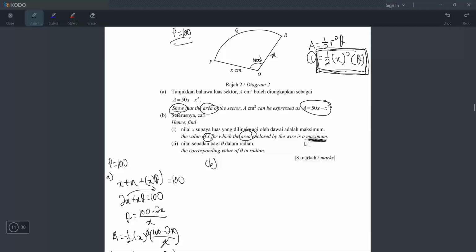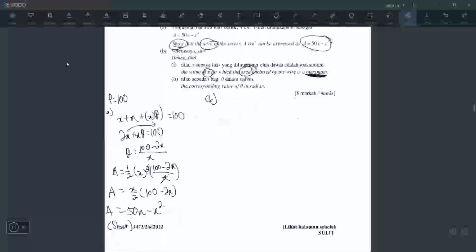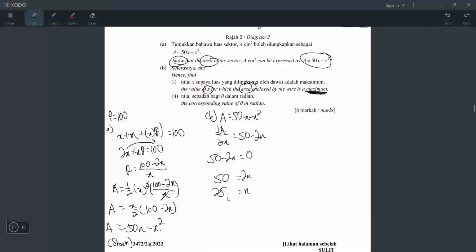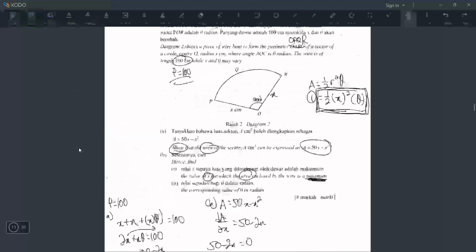They said the area is maximum, right? So you differentiate the area equation and set it equal to 0. And what is the area equation? 50x minus x squared. So this is the equation that you need to differentiate and set equal to 0. So dA/dx is equal to 50 minus 2x, and take the whole thing equal to 0. Now you will get 2x equals 50, x equals 25. And don't forget this is the radius, so cm. So that's how you do it, right?